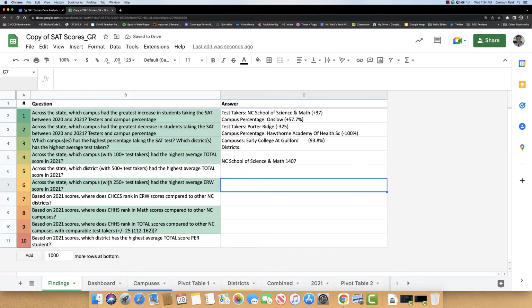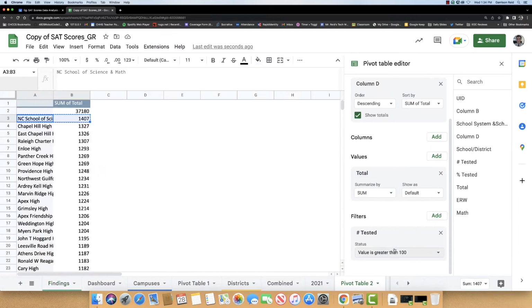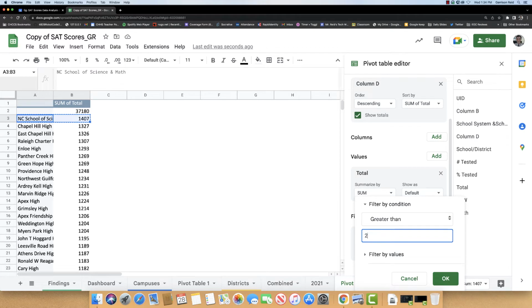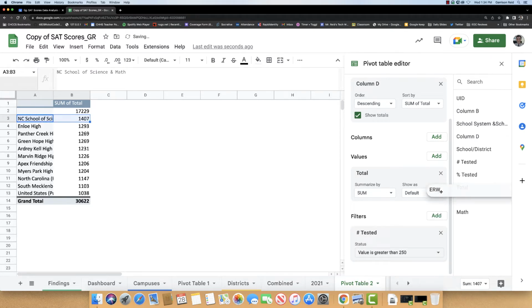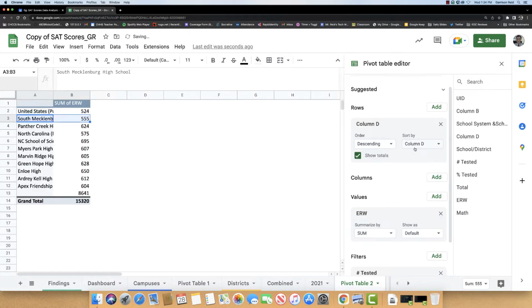Now I'm going to make some adjustments. I'm changing that filter, and I'm looking at English reading and writing. So let's start with the filter, 250. And instead of looking at total, I'm going to look at English reading and writing. Do my sort by English reading and writing: NC School of Science and Math, 695.